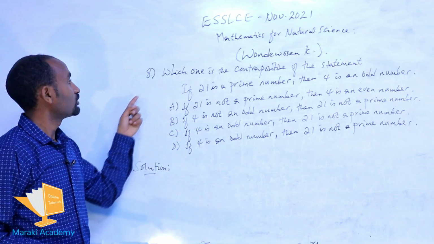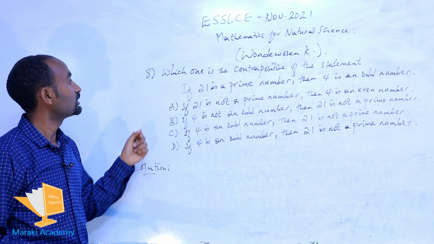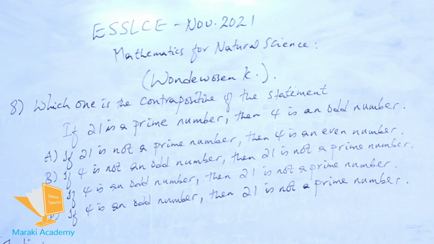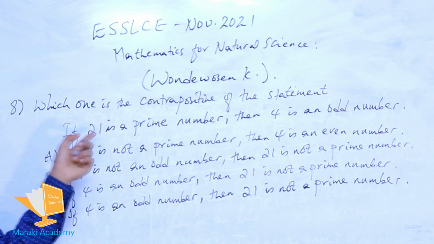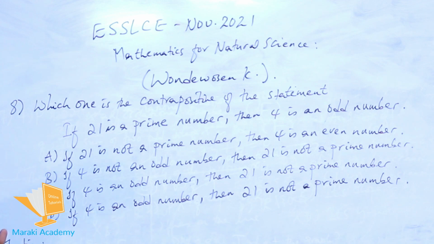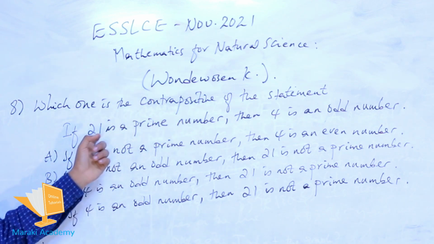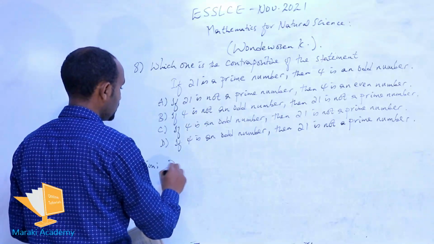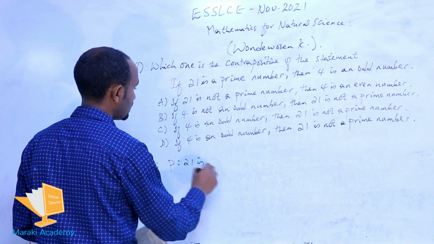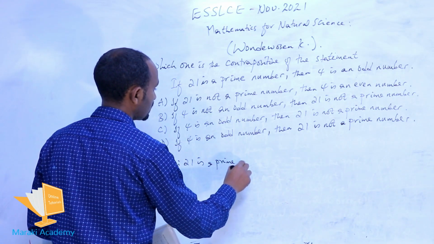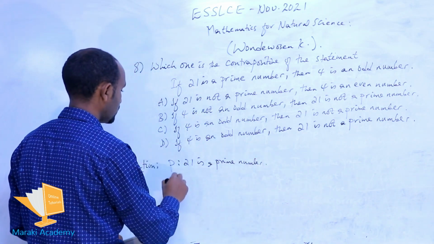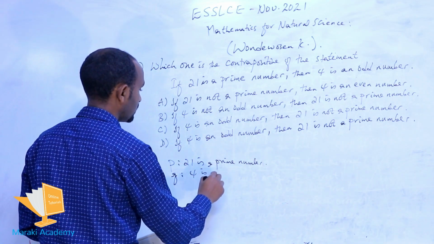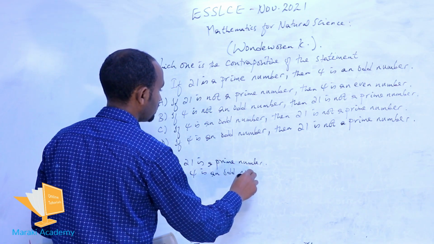Okay, let's continue. The other question, question number 8: which one is the contrapositive of the statement: if 21 is a prime number then 4 is an odd number? This is an if-then statement, an implication: if something then something. What is the contrapositive? Let P be the first statement, 21 is a prime number, and Q, 4 is an odd number. We have these two statements.